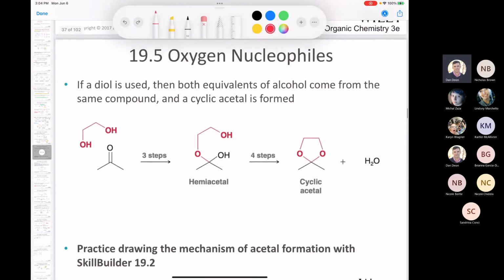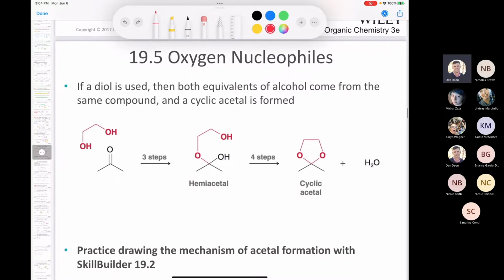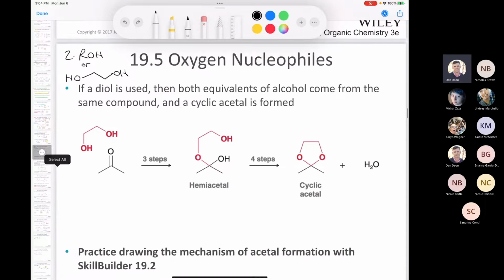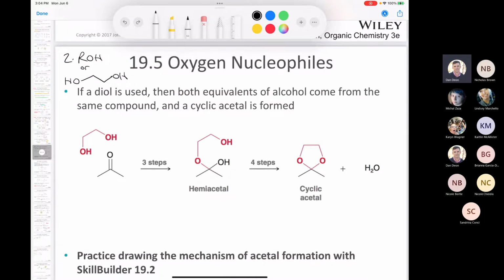Now, what if you use a diol instead of two equivalents of an alcohol? In the first example, we used two equivalents of an alcohol, but now we're using a compound that has two alcohols in it, like ethylene glycol. Well, in that case, you end up with a cyclic acetal. And we're going to practice drawing the mechanism so that you can get used to drawing out a cyclic acetal. Actually not a cyclic, but we'll look at something similar to it in a little bit. So that's it for mechanisms for the next few seconds. I'll give you a break on that for a second.